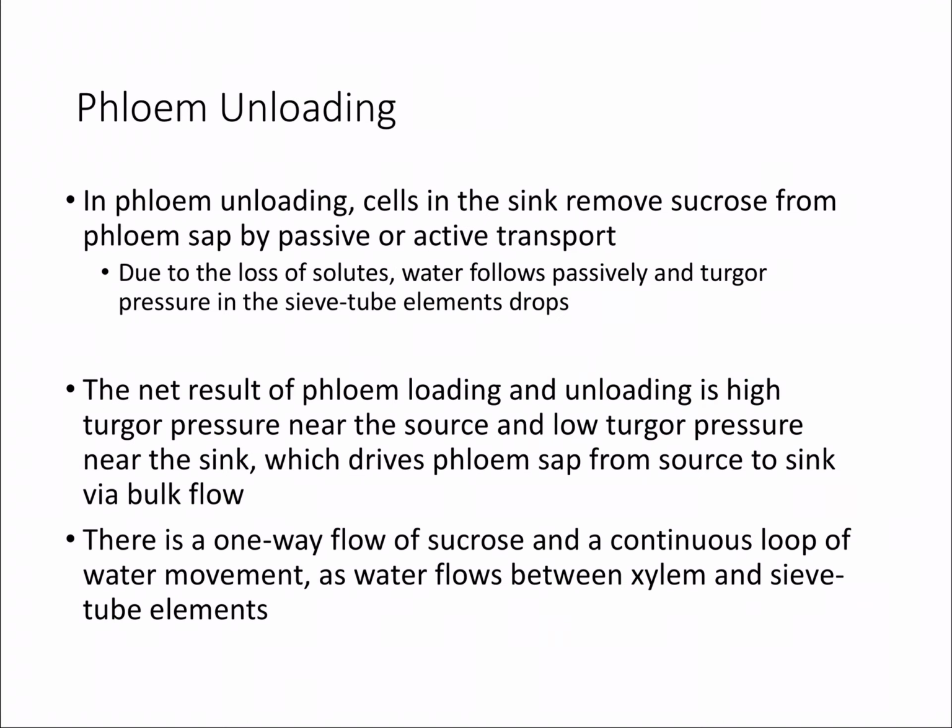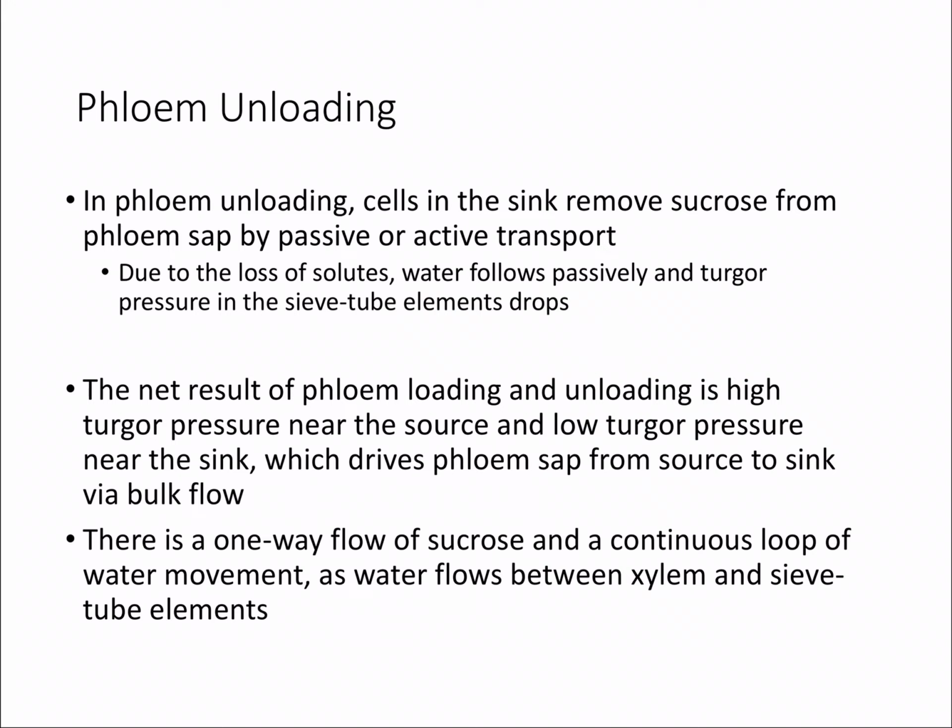So cells in the sink remove sucrose from the phloem sap by passive or active transport. Usually it's going to be passive because there's already a concentration gradient there, high solute to low solute, but sometimes more is pumped out. But due to the loss of solutes, water flows passively and turgor pressure in the sieve tube elements drops.